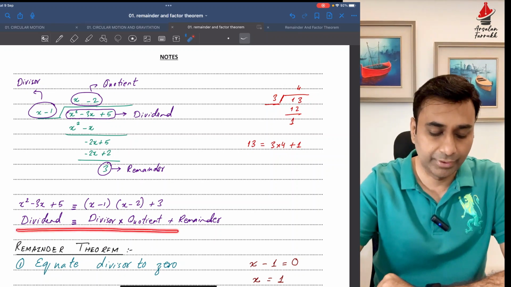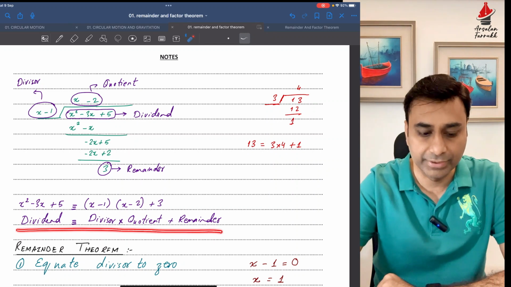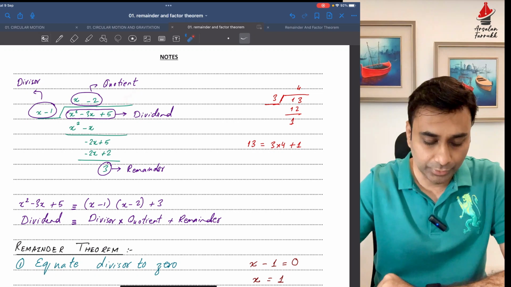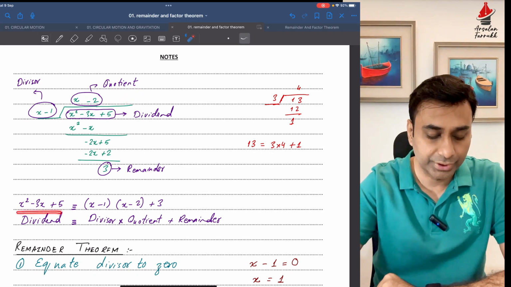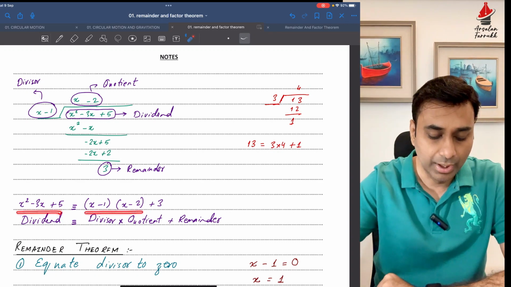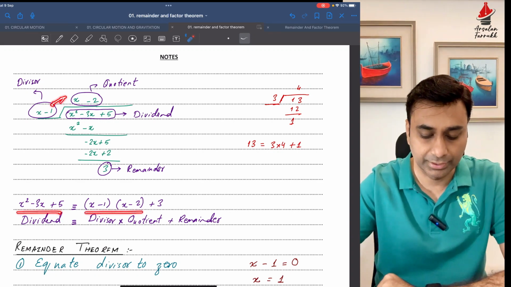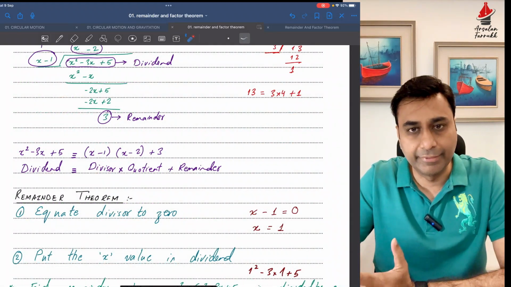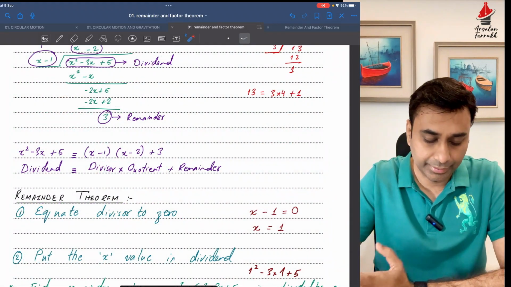So for instance, if we had done this algebraic divisibility, then this is the dividend, which would be equal to, or identical to, the product of divisor and quotient, which is x minus 1 and x minus 2, plus the remainder, which is 3 in this case. So guys, this is the equation that connects dividend, divisor, quotient and remainder.